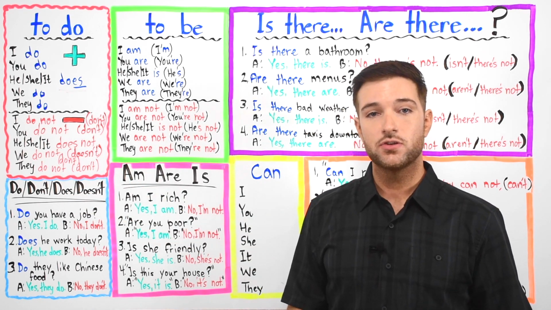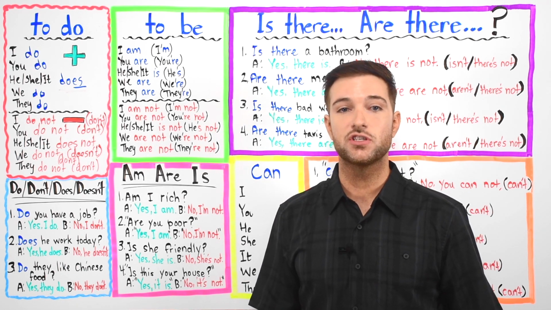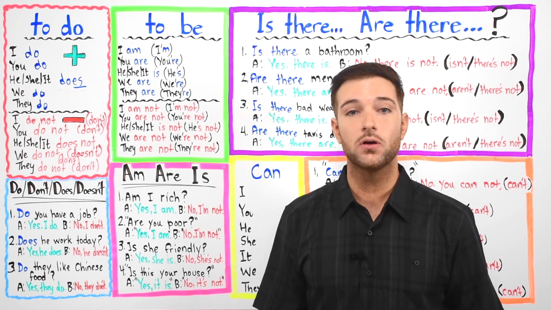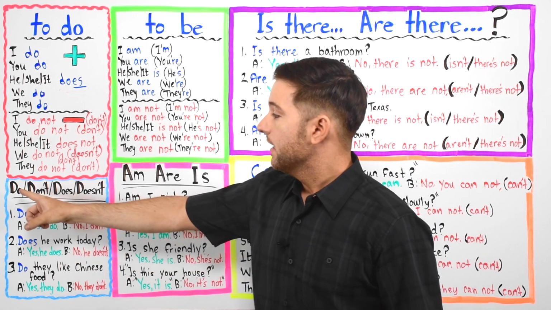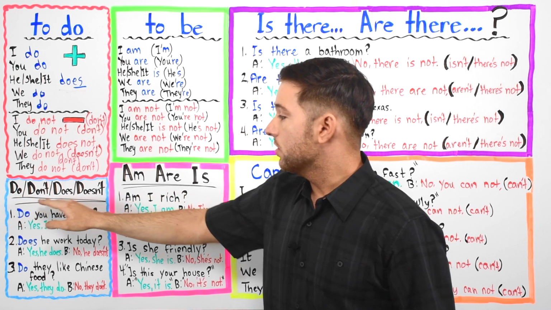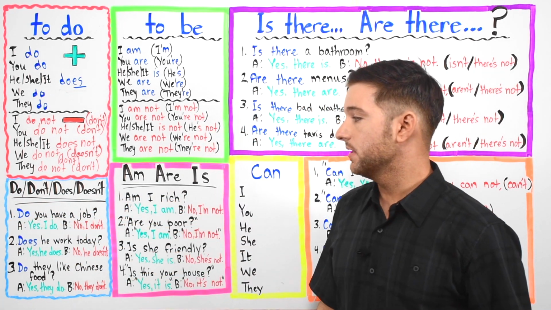All right, so now let's look at the examples to find out how we can form questions and respond in a negative or a positive way. So here are our questions, and you can see we have the words do, don't, does, and doesn't. Question number 1, do you have a job?